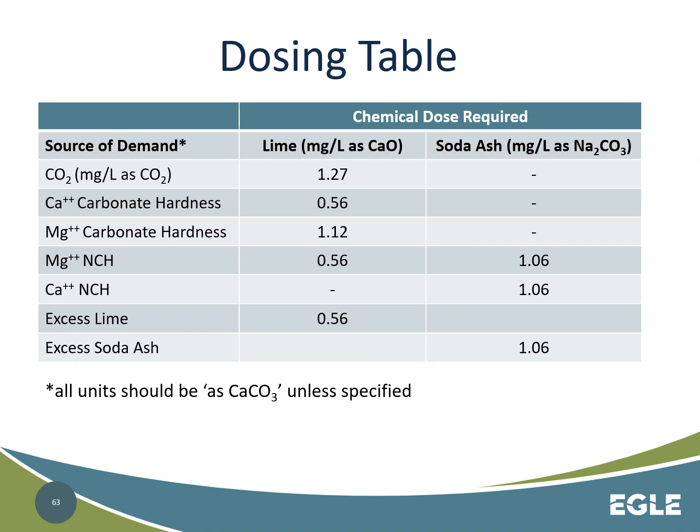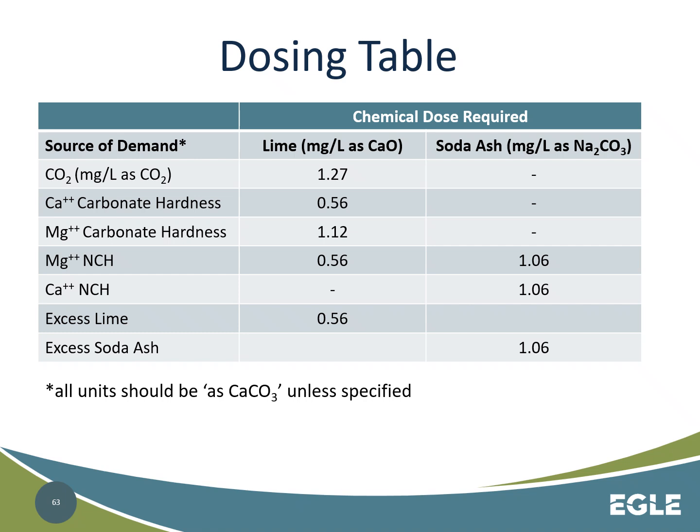Here are our shortcut ratio calculations. Finally, you made it. The most important part of this table is knowing how to use it. Let me walk you through it. We are using this table to calculate the lime and soda ash dose to remove a known amount of hardness. The units here are a little tricky, so make sure you pay attention.